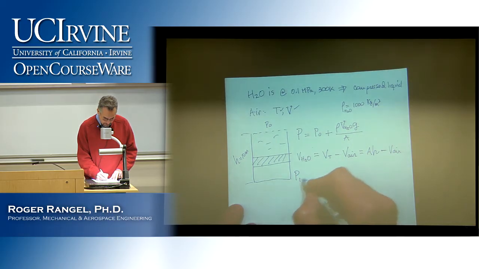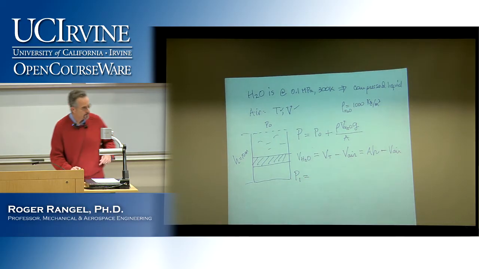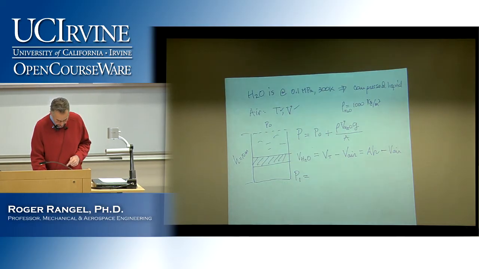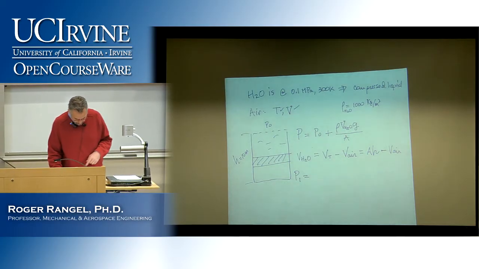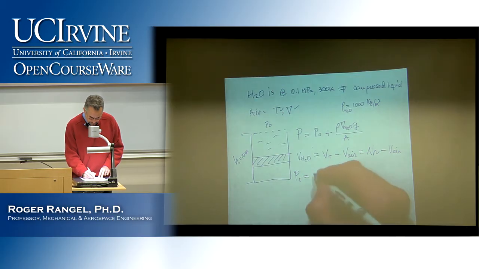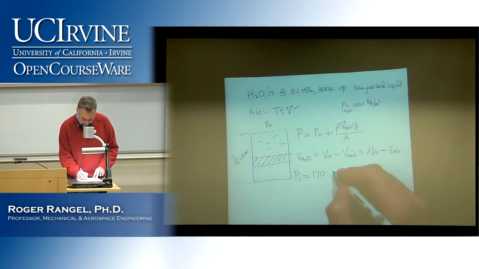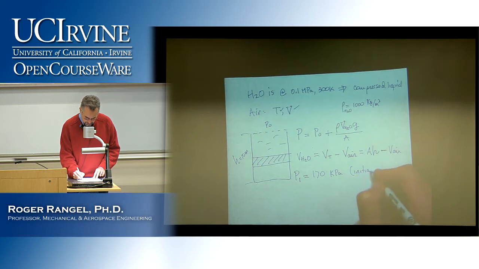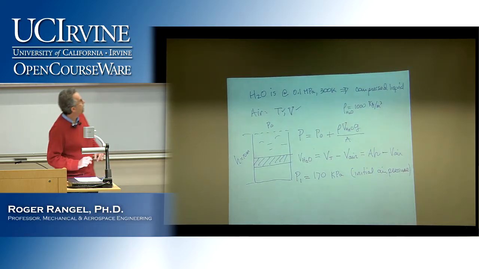Let's call it P sub 1, because I have all the numbers. And if you plug in all the numbers, that will come out to be 170 kilopascals. So this is the initial air pressure. All right?